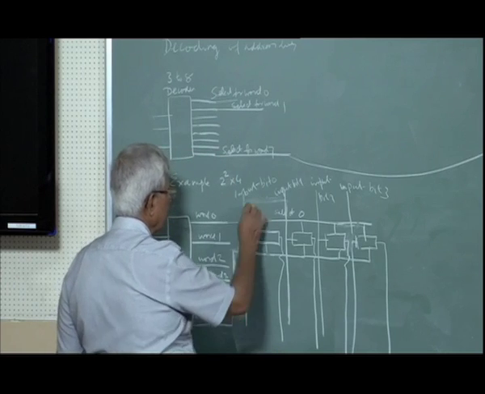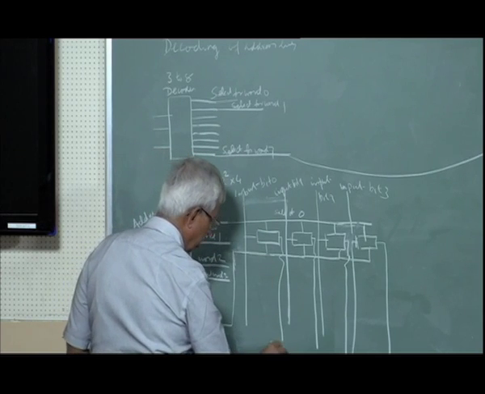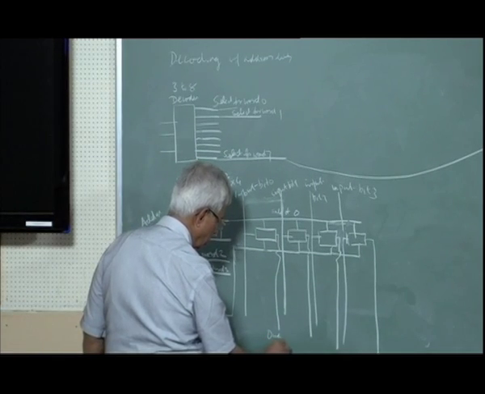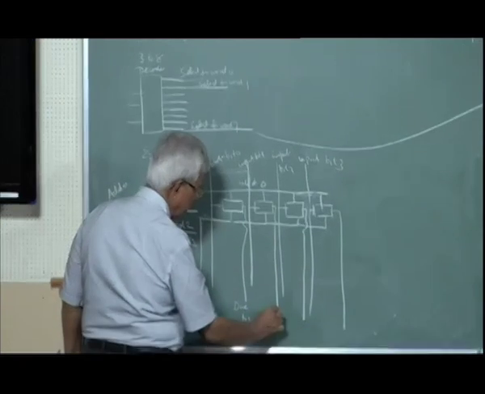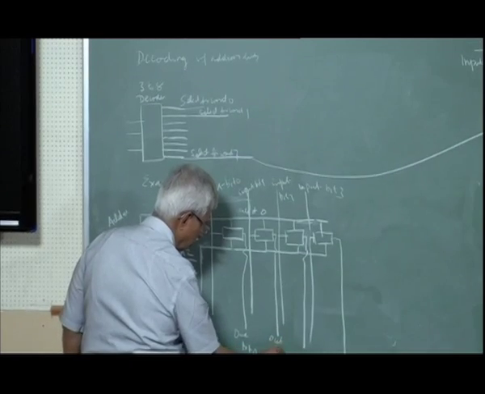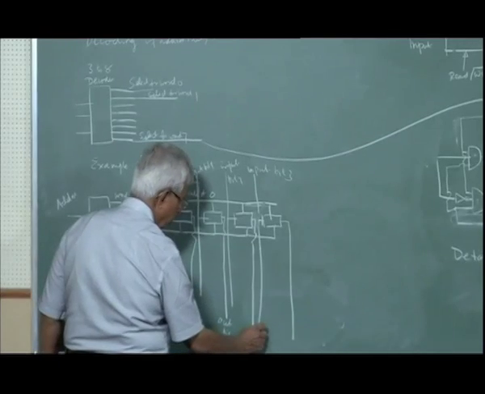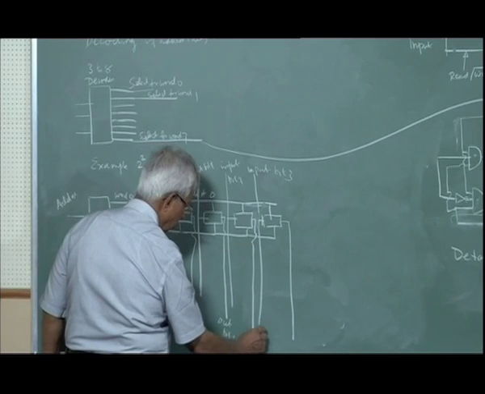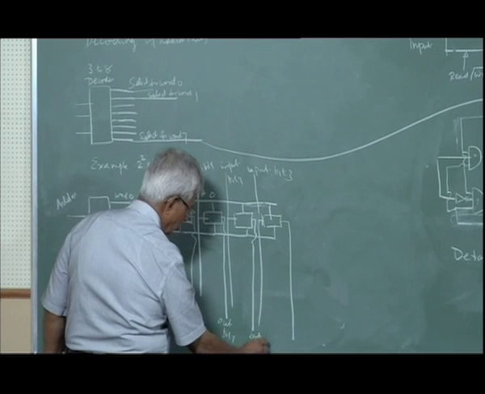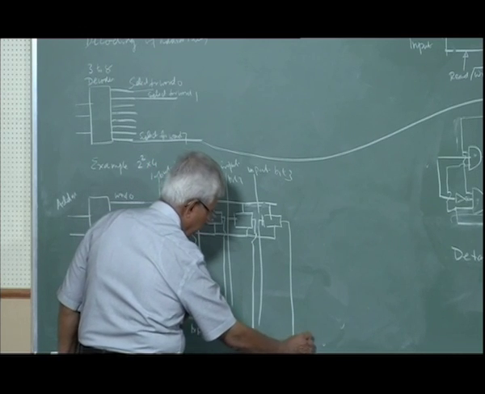So this is input 0, this is out bit 0, out bit 1, out bit 2, out bit 3.